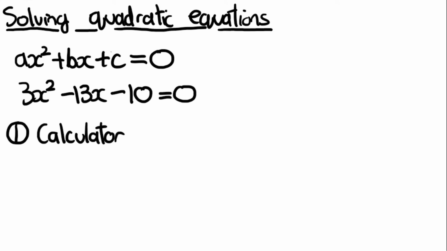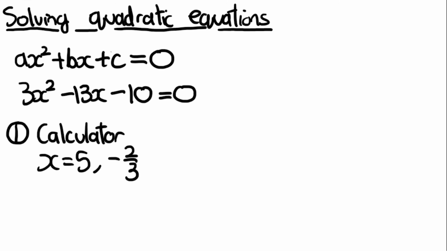It will give you 2 values of x. X is equal to 5 and x is equal to minus 2 over 3. And those are your 2 values of x. You don't need to do any more of that. That's why it's so quick to do. It's definitely the best method.